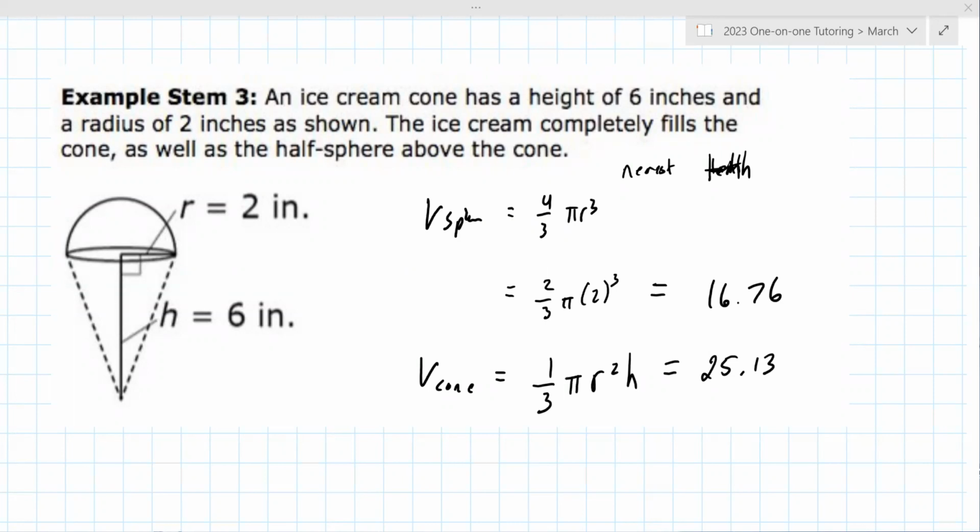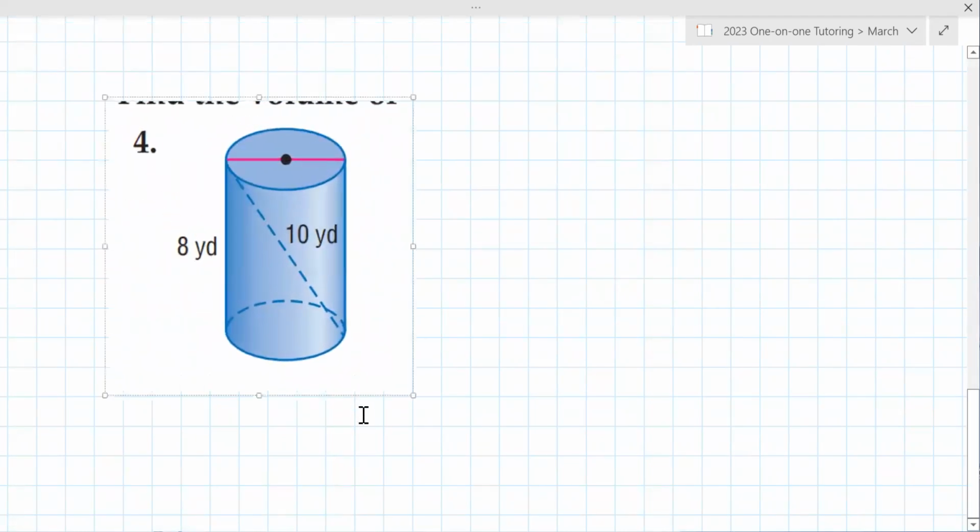Let me give you just a couple of new problems here. So they want you to find the volume of this cylinder. I'd like you to first tell me the formula for the volume of a cylinder. It is pi r squared times the height. Very good. Do they give you the radius in this problem?